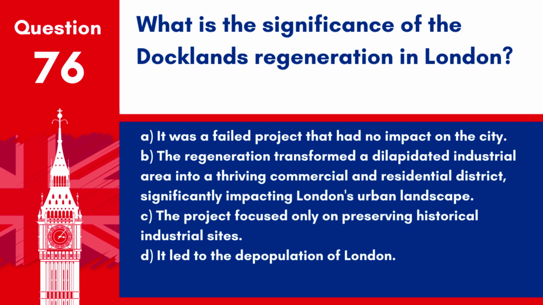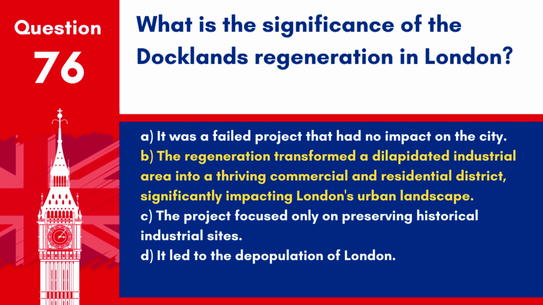A. It was a failed project that had no impact on the city. B. The regeneration transformed a dilapidated industrial area into a thriving commercial and residential district, significantly impacting London's urban landscape. C. The project focused only on preserving historical industrial sites. D. It led to the depopulation of London.